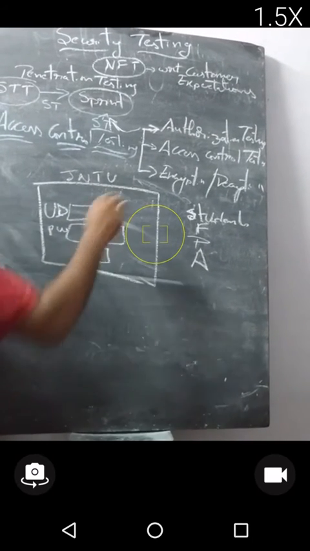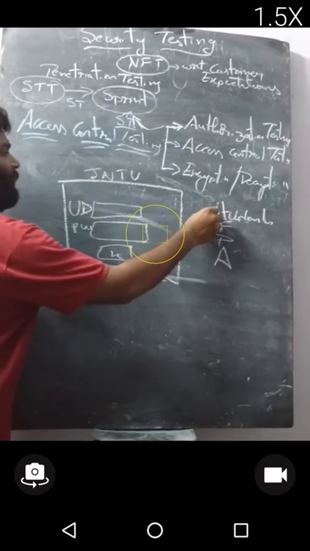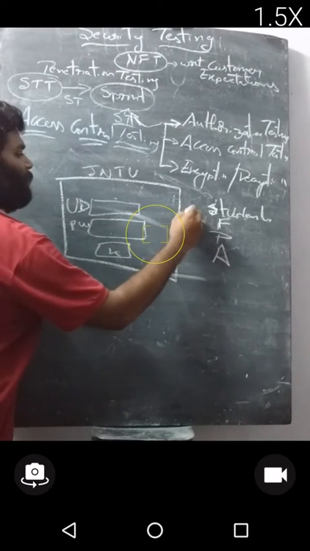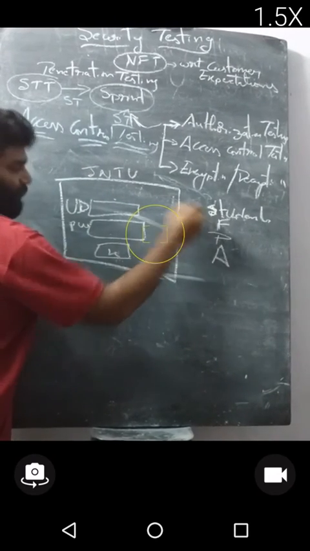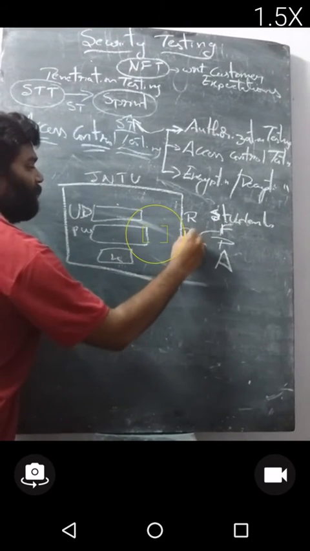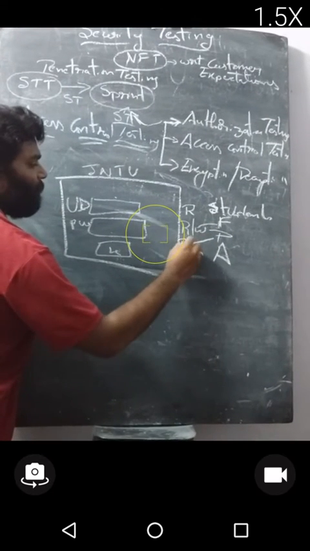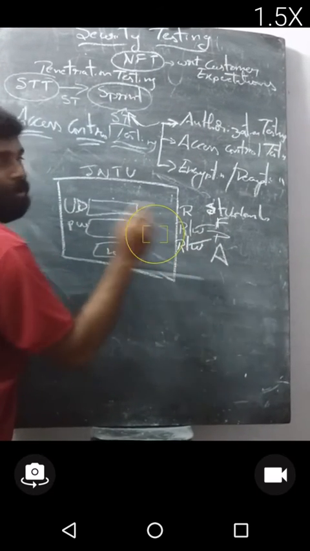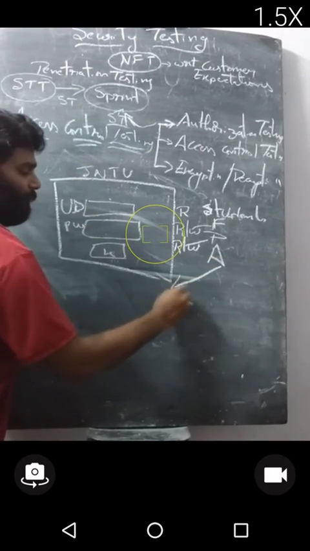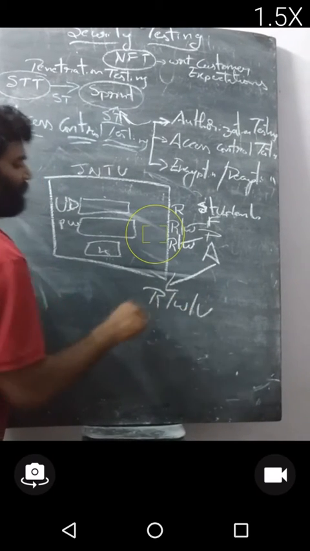Now see, access rights I am discussing now. See, who is access control? Student can log into the website and perform the read operation. Faculty can perform read and write operations. Principal can perform read and write operations. Admin can perform read, write and updation operations.